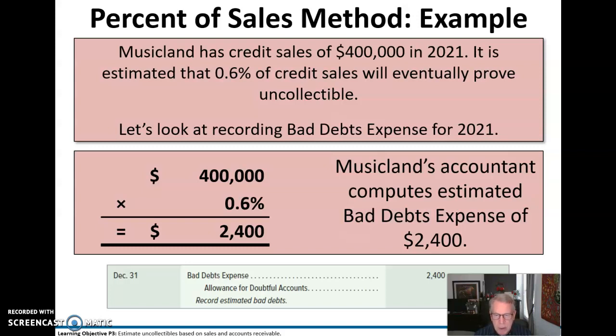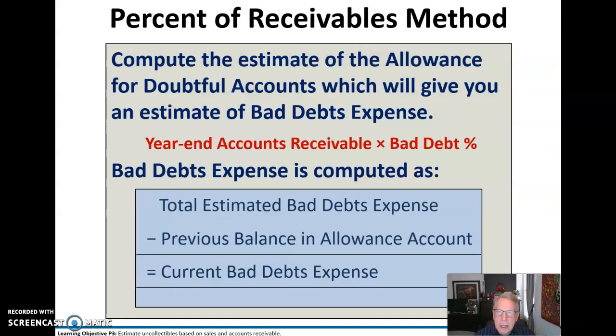Again, an estimate. So we're going to simply debit bad debts expense and credit the allowance for doubtful accounts for $2,400. So now we're going to take a look at the receivables method. The big difference is that when we use a receivables method, we need to consider what the existing balance is in the allowance for doubtful accounts.